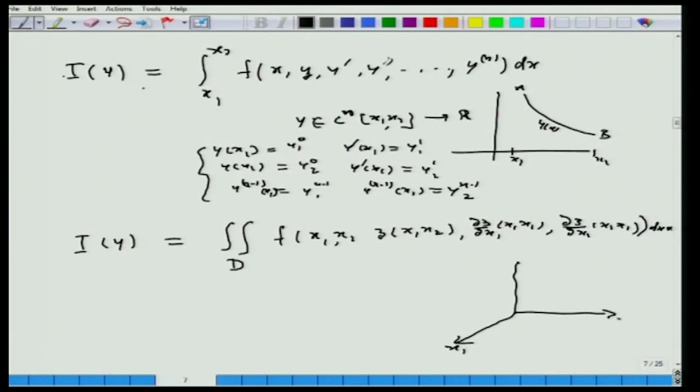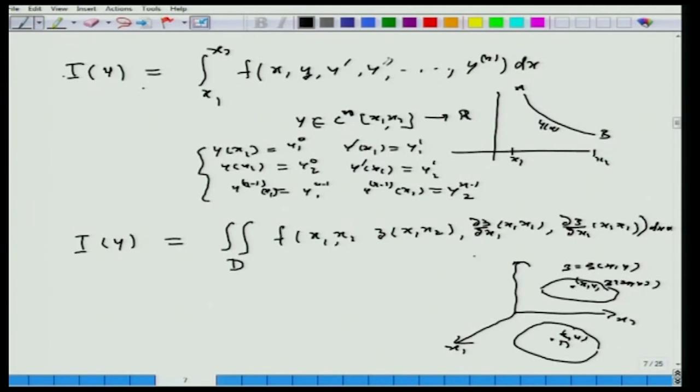This is x1, x2, and there is some domain D here, and on this, z is the surface given like this. So, this is the surface z equal to z(x, y). For any given point (x, y) here, this is the value z(x, y). So, this point is x, y and z(x, y). Let us say this is z here. Here this function f is a smooth function of all these arguments, and this z(x, y) is denoting this surface.